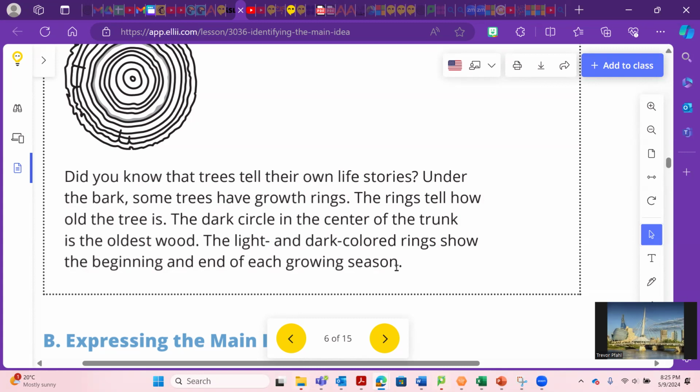Okay, so what idea do you get from that paragraph? Okay, so the tree life story. What else could I say to describe this paragraph? Okay, age of the tree. What did you guys say? Okay, so yeah, the life of the tree.